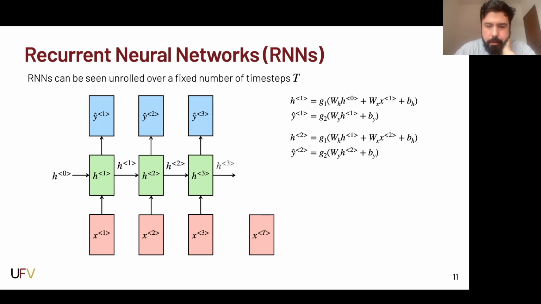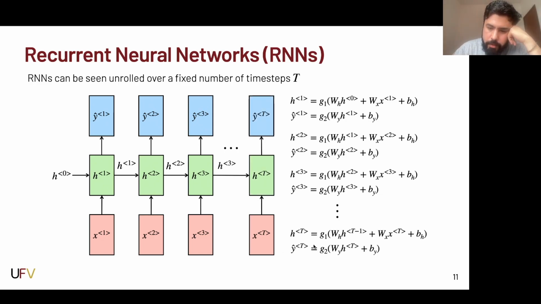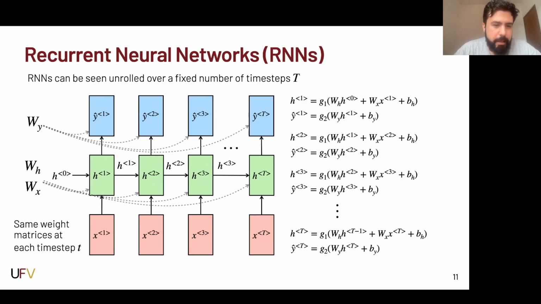And we keep doing that until we reach the end of the sentence. Let's say the sentence has T time steps. In general, we can write this using that equation: h t equals g1 of W h h t minus 1 plus Wx xt plus b h. And then y hat t equals g2 of Wy h t plus by. But I just want to really point out that these three matrices are shared across all time steps.